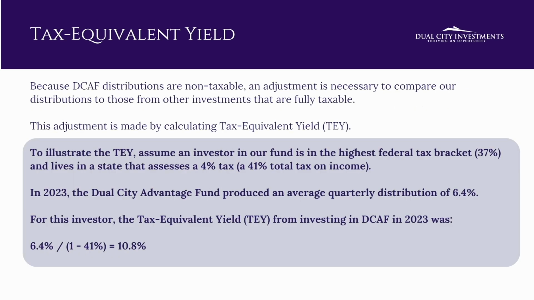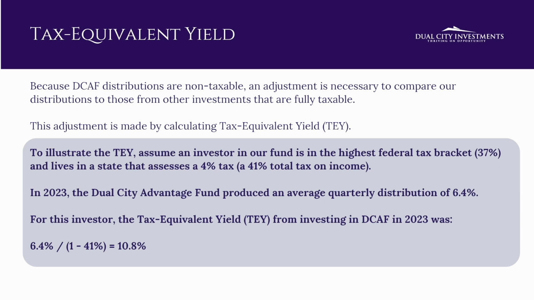So here in this illustration, I want you to just take a look at the purple box. In here, let's assume an investor in our fund is in the highest federal tax bracket of 37% and lives in a state that assesses at 4% state tax, which may be above or below yours. But for this illustration, let's assume a 41% total tax on income.